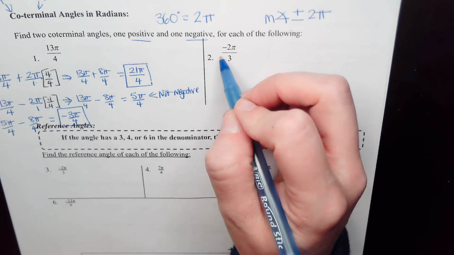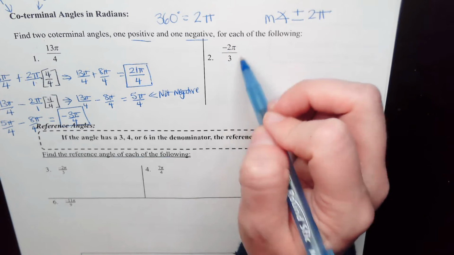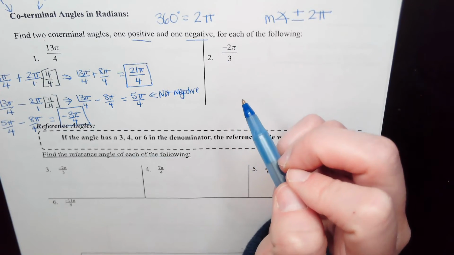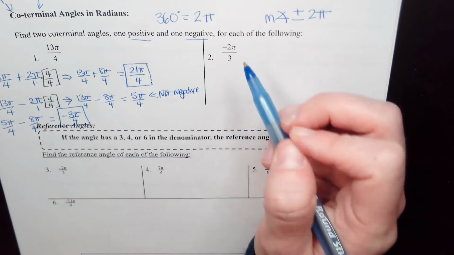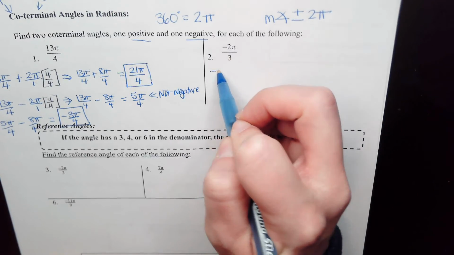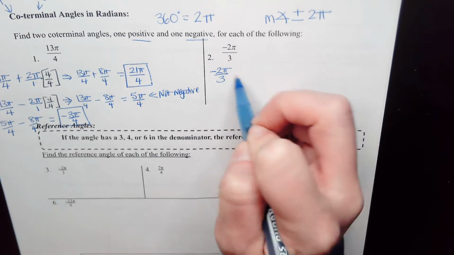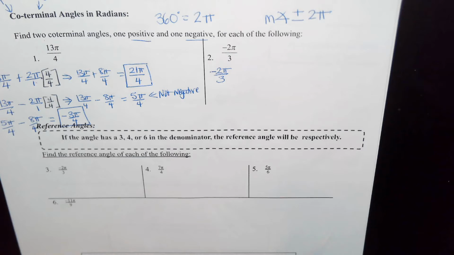Okay, so now pause the video. I want you to find a positive and negative coterminal angle for negative 2 pi over 3. So same thing, please make sure you start with the angle. So write down the angle first, then add your 2 pi, then subtract your 2 pi.